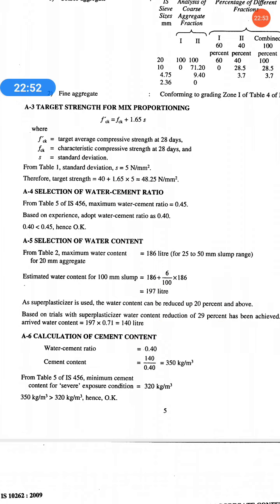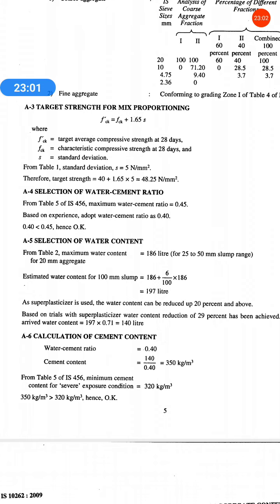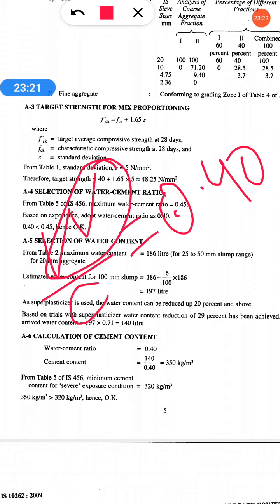Now the next calculation is the calculation of cement content. So now you have the water cement ratio and the water content. So you will easily calculate cement content, because the water cement ratio is equal to 0.40 from here. And water content you also know, so you can calculate cement content easily. So cement content is 350 kg per meter cube.